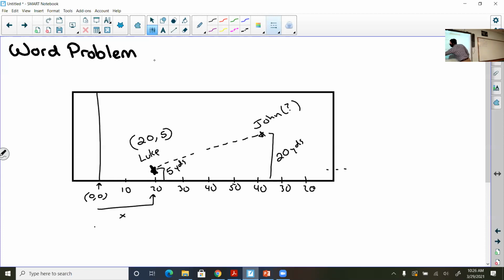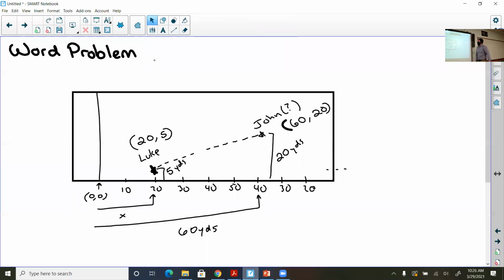And now how far away is he from the origin? Now this might be a little deceptive because you might write 40. However, starting from here, 10, 20, 30, 40 is over here. 50, he is actually 60 yards out from the end zone. So that means that John is at 60, and he's 20 yards away from the sideline.